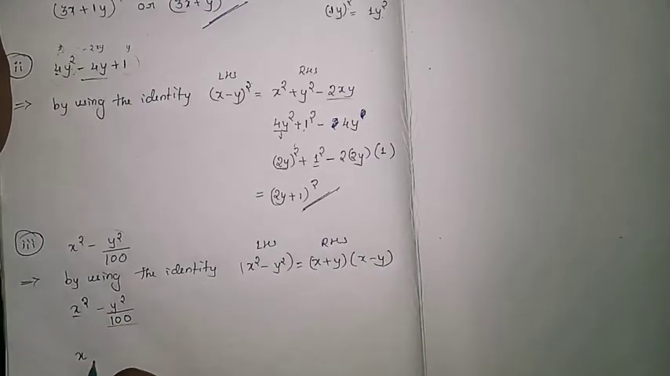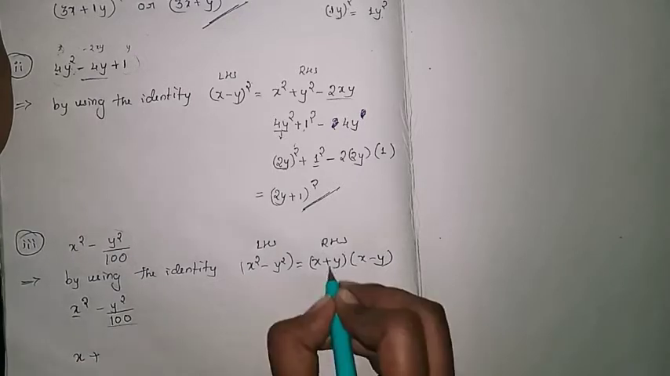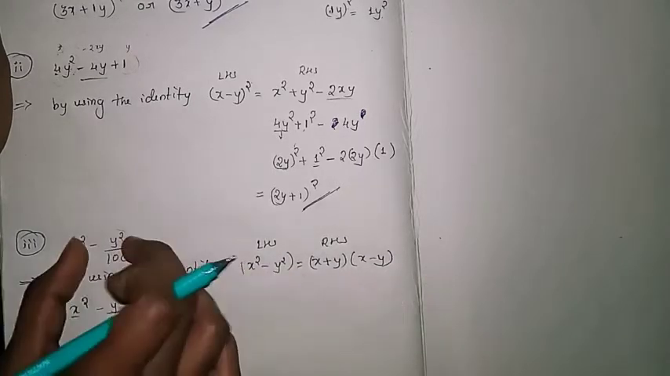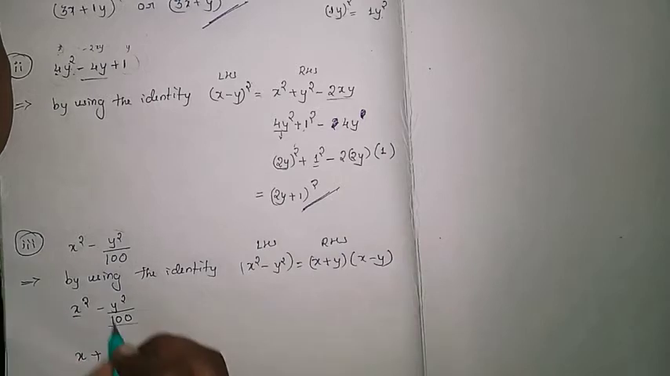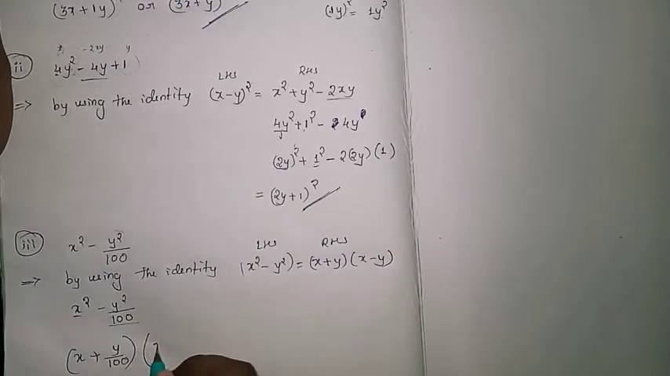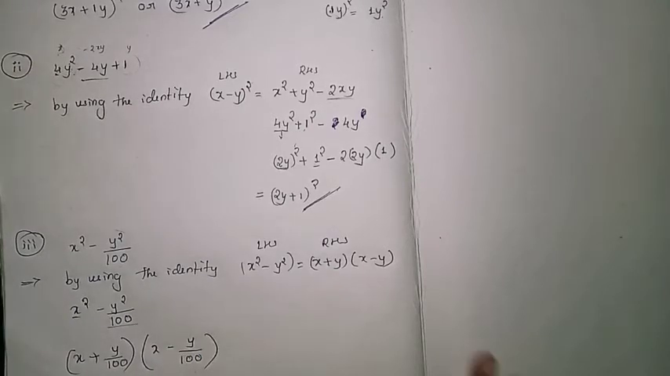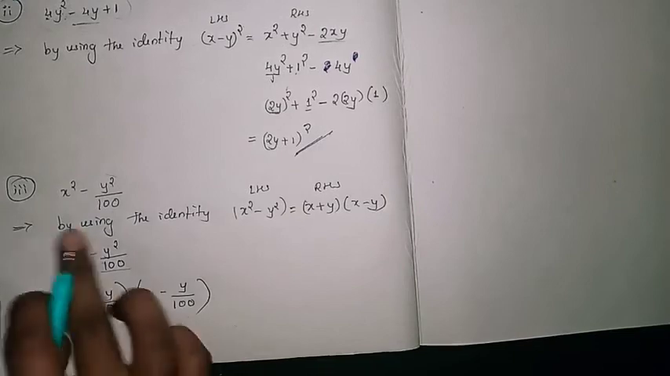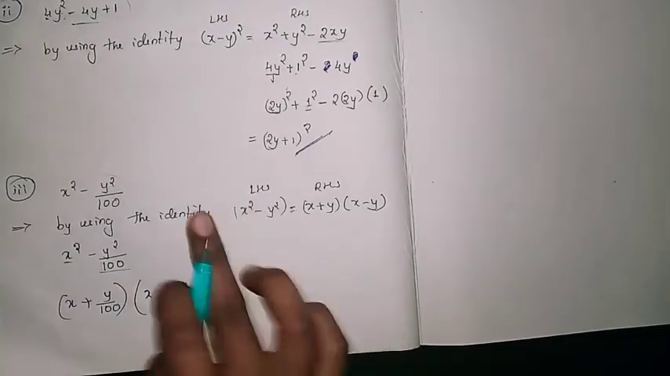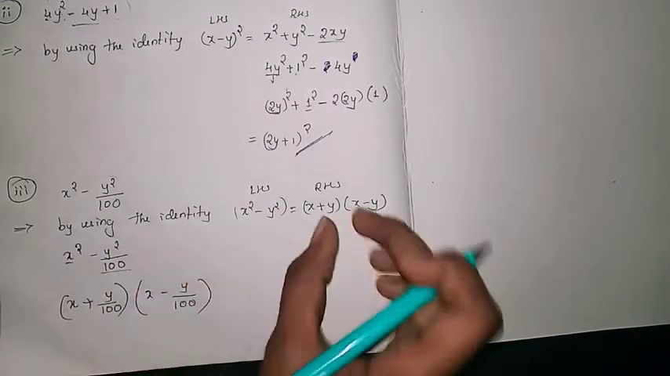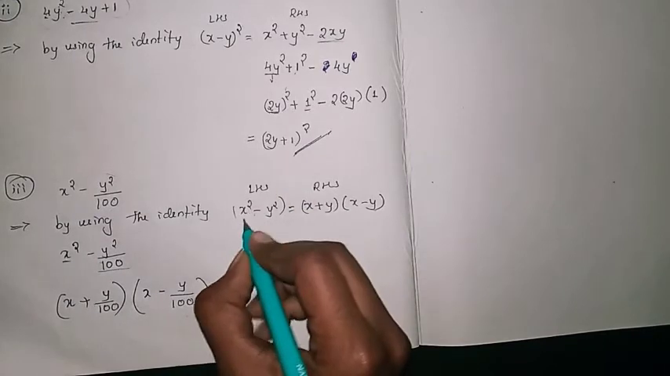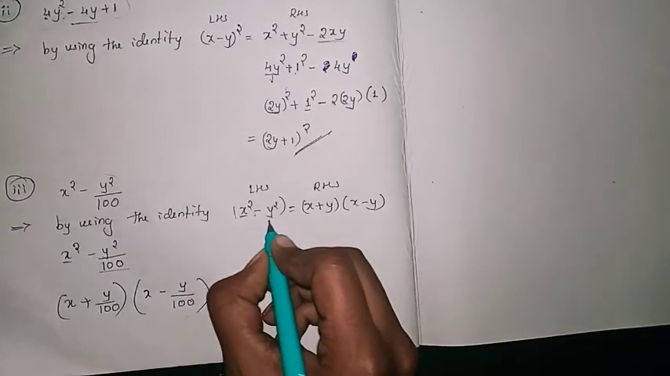That is x plus, as the sign is plus, so this is the formula only, we have to convert that one. So y divided by 100 into x minus y divided by 100. So this is our required answer. So you can observe it is the x square minus y square form. So we are writing from x square, we are taking the x term and we are taking the y term.